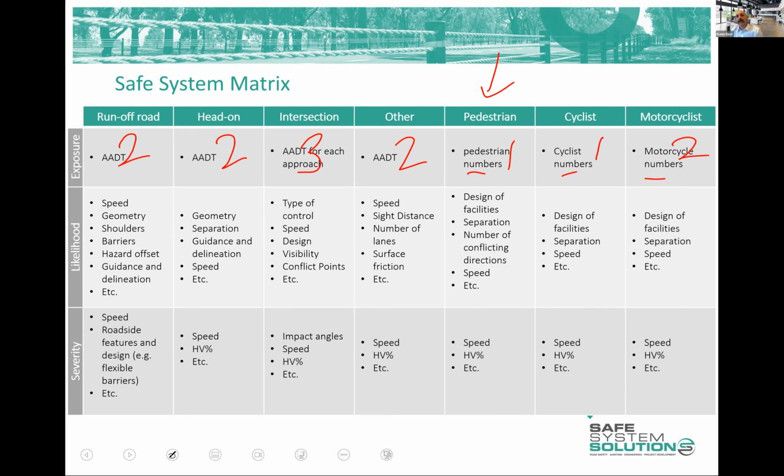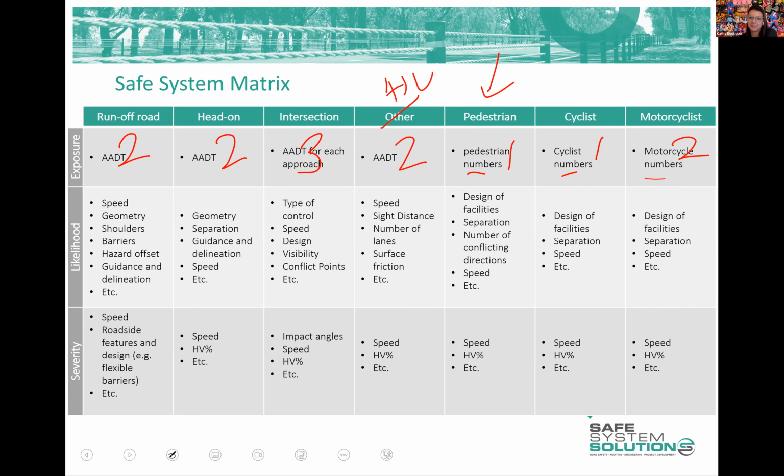Okay, so we've put numbers in for exposure, and Kathy, I'll pause there and see if there's any questions. There are some questions. So could you put a high AADT of trucks in the other column? Yeah, so you could, if you really want to, and some people do this. They make their other column into heavy vehicles. Okay, that is an option.